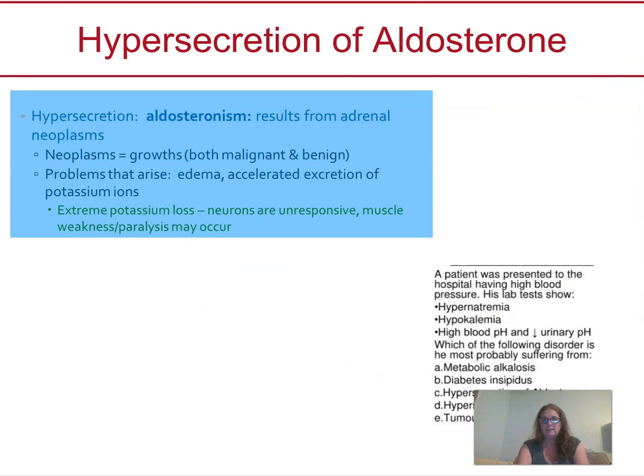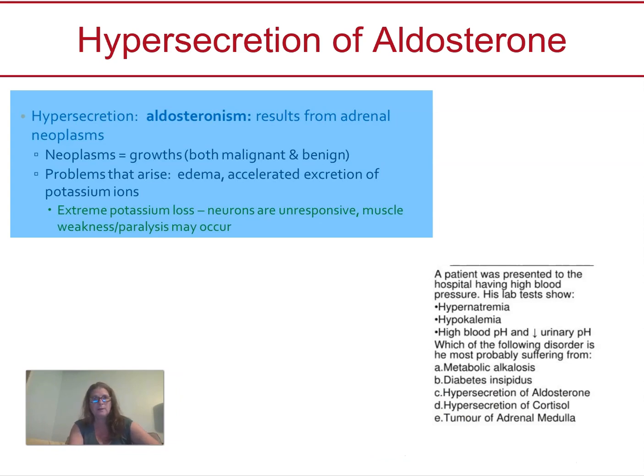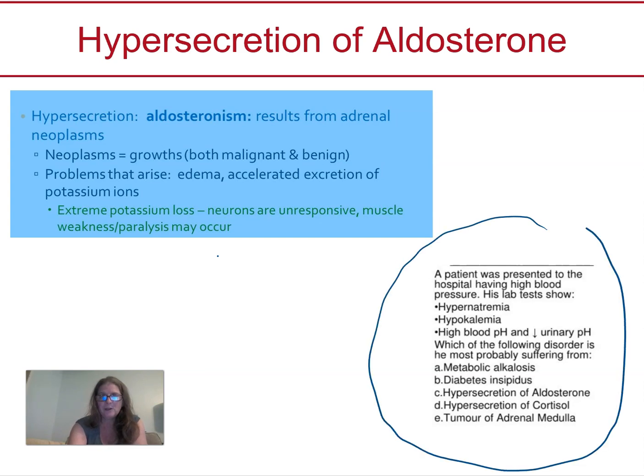Now, if we're looking at aldosterone, we can have hypersecretion of aldosterone is the first one. So aldosteronism could happen from tumors. So you could have cancer in the adrenal cortex, and a lot of times when that happens, you'll start producing a lot of aldosterone. And if you're making a lot of aldosterone, then you're going to be holding on to a lot of sodium. So you're going to have a lot of edema because water will follow it, and you're going to have too low. You're going to lose a lot of potassium ions, and that can really affect your heart and your skeletal muscles as well.